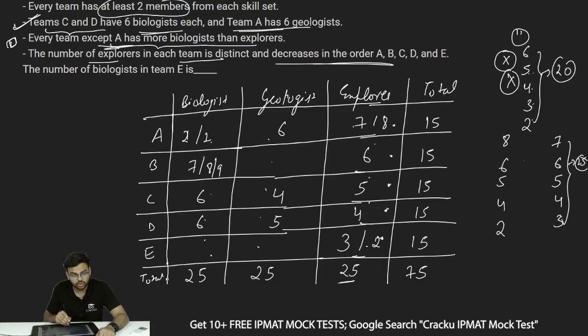But this cannot be 8 or 9, because if this is 8, this will be 1. If this is 9, this will be 0. Now what will happen if it is 8 or 9? This will be 1 or 0, which is less than 2. So this cannot be 8 and 9, and thus the only possible value is 7.